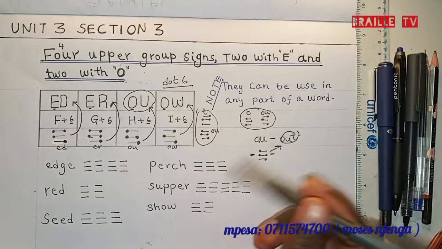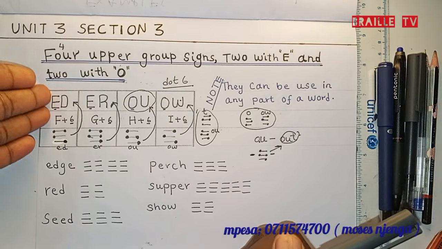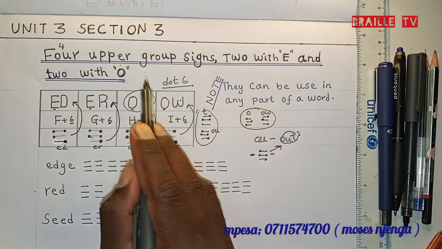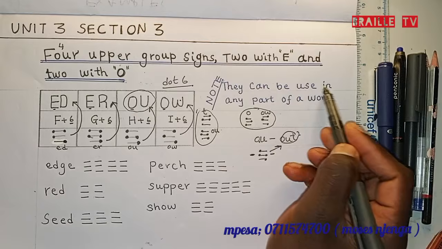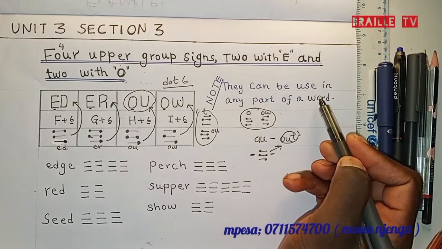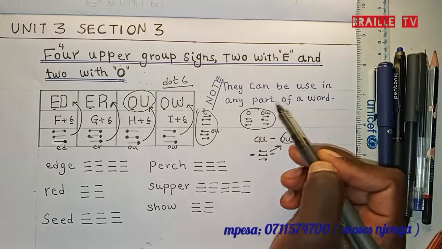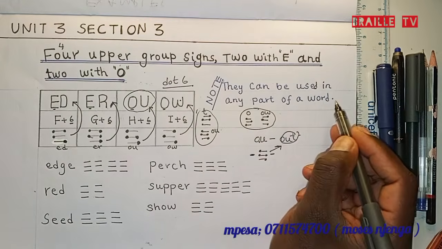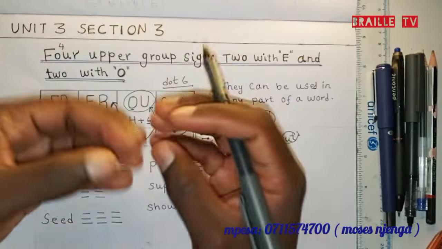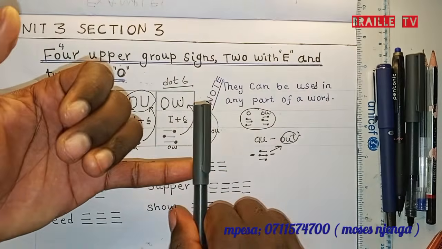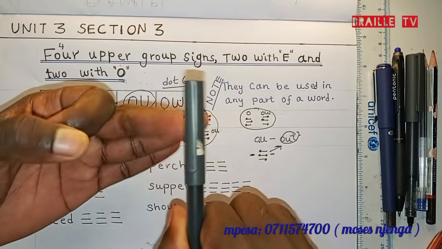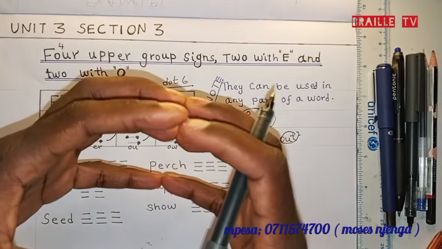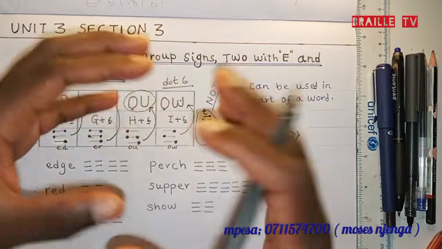It's clear to that. Now, I have some few examples, but before I come to these examples, I need to tell you that these 4 group signs, 2 with E and 2 with O, can be used in any part of a word. Let me read. They can be used in any part of a word. What does it mean, any part of a word? Maybe at the beginning of a word, at the middle of a word, or at the end of a word, you contract them or you use them as group signs.